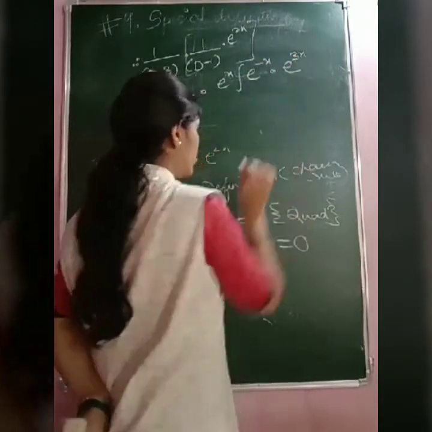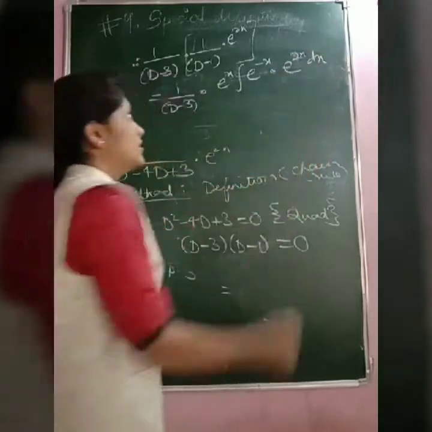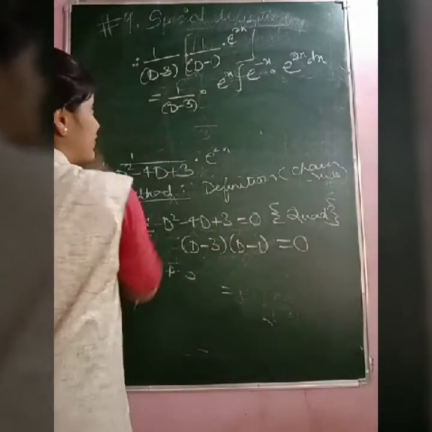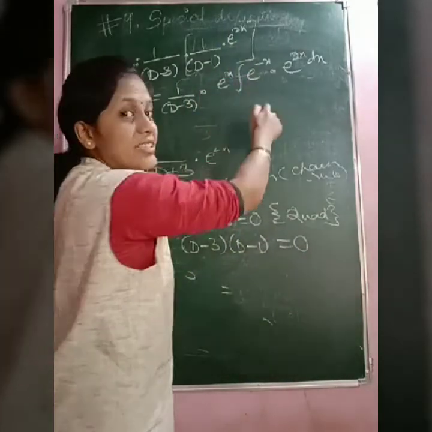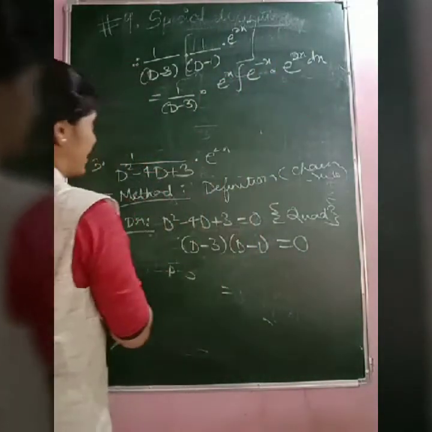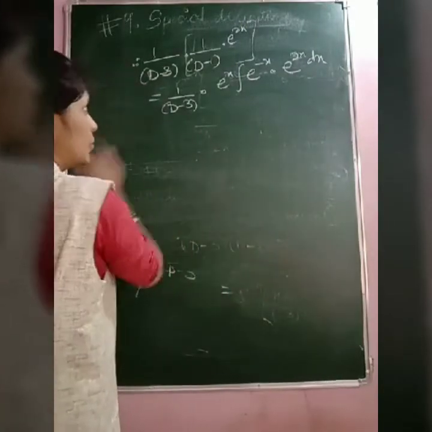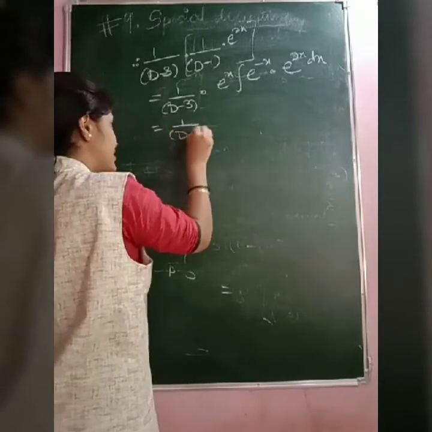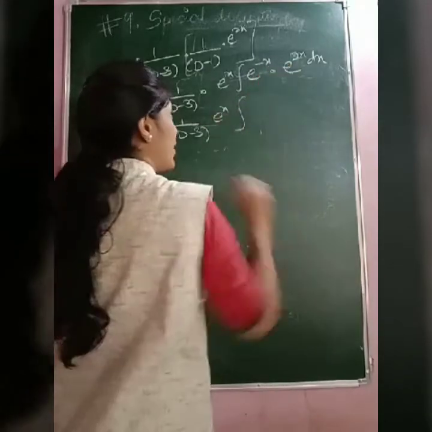e raised to 2x dx. Right? So what have we used here? We know that 1 by D minus a of x is e raised to ax, integration e raised to minus ax, x dx. Now again the bases are same, so adding powers, this can be written as 1 by D minus 3 as it is, e raised to x as it is, integration, bases are same, adding powers.